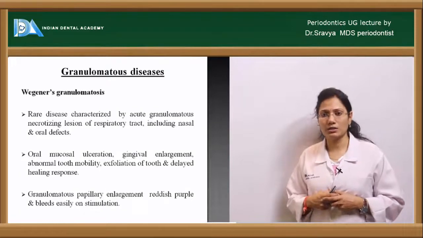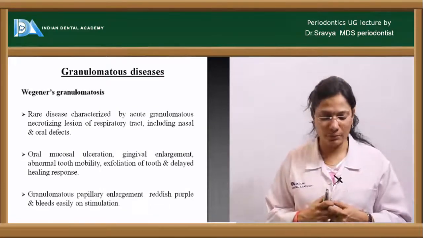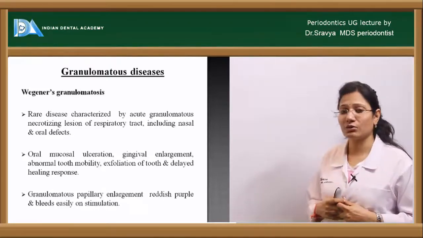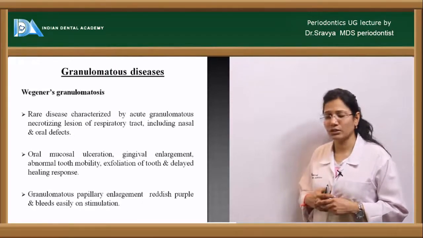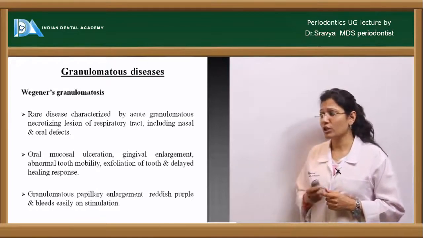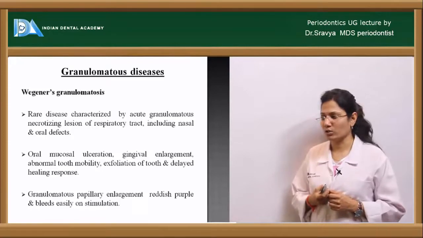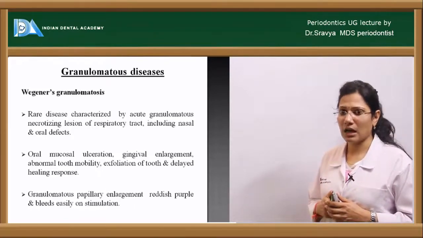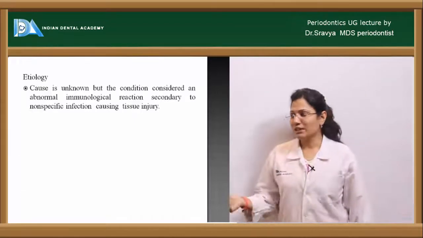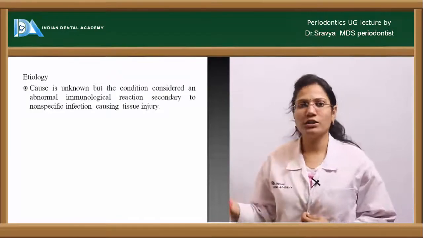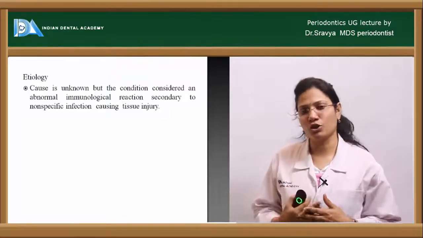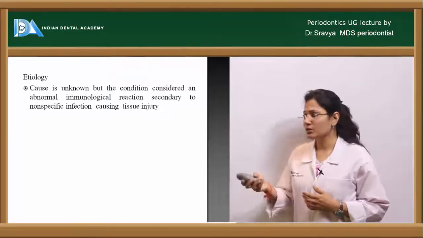Coming to the granulomatous diseases, which includes one of the most important, that is Wegener's granulomatosis. You know, granulomatous infections are chronic infections. Okay, they're characterized by acute granulomatous necrotizing lesions of your respiratory tract, including your nasal and oral defect. Oral mucosal ulceration, gingival enlargement, abnormal tooth mobility, exfoliation of the teeth, and delayed healing response. Okay, there is a granulomatous papillary enlargement with a reddish purple color, and this enlargement bleeds. The etiology is unknown, so we don't know the exact etiology, but they have said that there can be some abnormal immunological response which is leading to this kind of gingival infection.